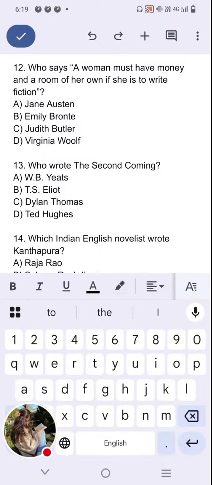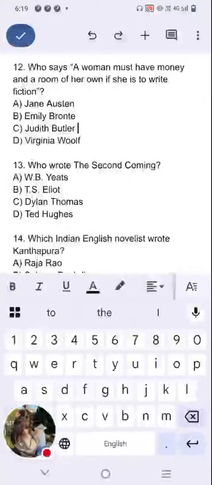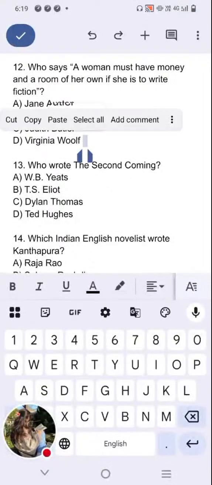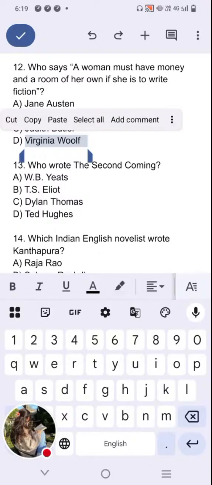This is the author who created the fictional character of Judith Shakespeare, the fictional sister of Shakespeare. And the work is known as A Room of One's Own. There in the annotation itself, and the right answer is our modernist writer Virginia Woolf.